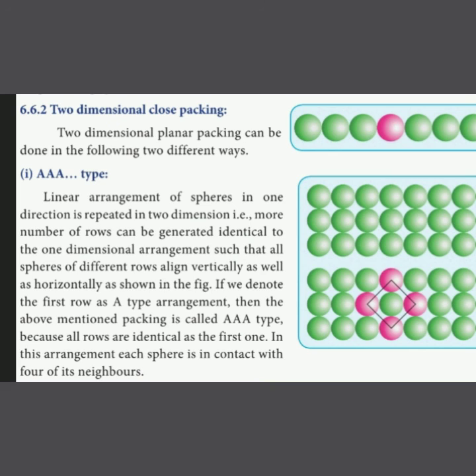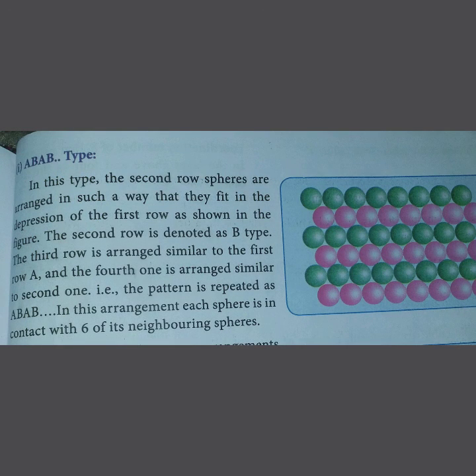In this arrangement, each sphere is in contact with four of its neighbors. You can see in the picture, one green sphere which can touch four pink spheres: one on top, one on each side, and one below. So each atom can touch four other spheres. This type of arrangement is called two-dimensional close packing.